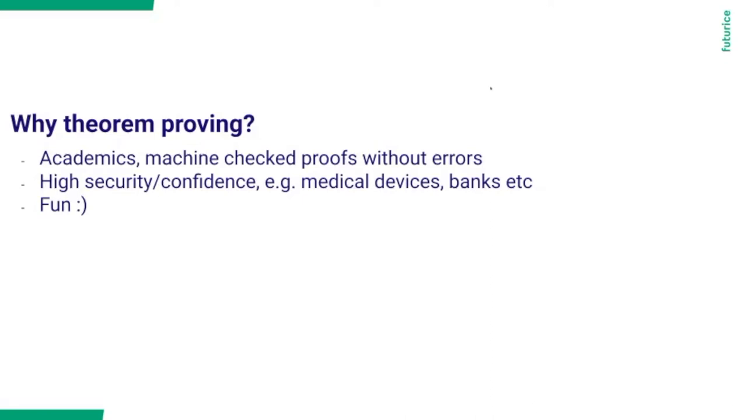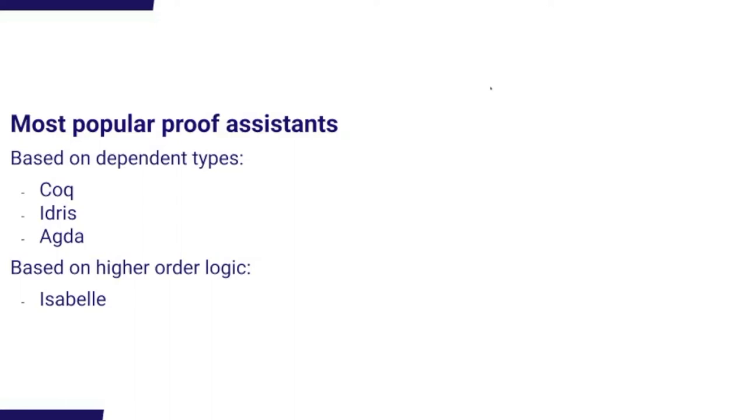There are basically four very popular proof assistants. They have different bases. Three of those, Coq, Idris, and Agda, are based on dependent types. And the one that I will talk about, Isabelle, is based on higher order logic. Propositional logic is just and, or, not, and equality. And higher order logic is if you also have "for all x something" or "there exists an x such that". So this is higher order logic, and this is the core of Isabelle.